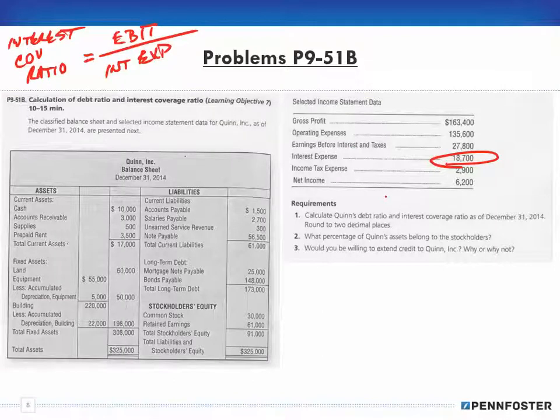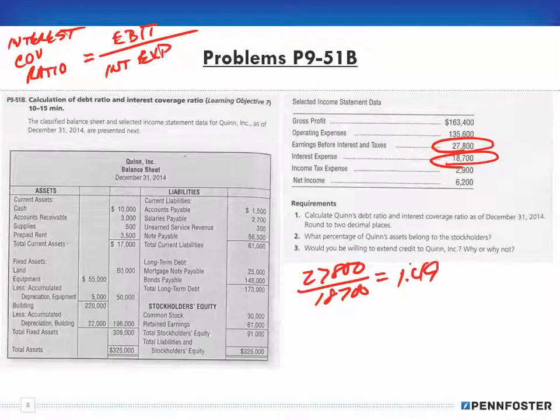Okay, I'm not going to go over the earnings before interest and taxes. Here they're giving you the $27,800, right? And so in order to do the calculation, we have 27,800 and we're dividing it by 18,700 and we end up with 1.49. And just as a quick aside before I get back to my spiel, again, just play with the numbers, increase your interest expense, decrease it.